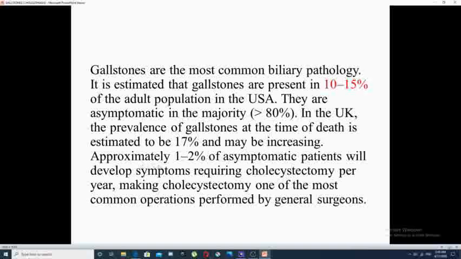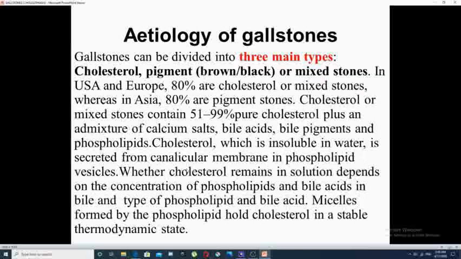Approximately 1 to 2% of asymptomatic patients will develop symptoms that require removal of the gallbladder per year, and this makes cholecystectomy one of the most common operations performed in general surgery.